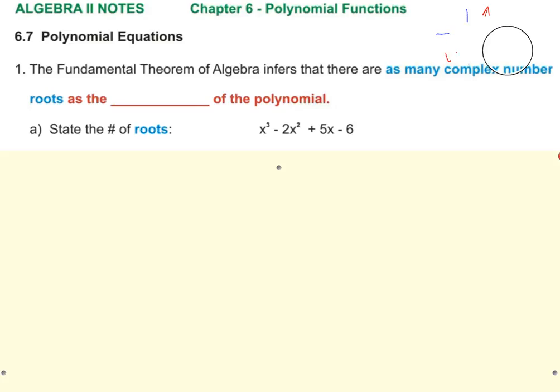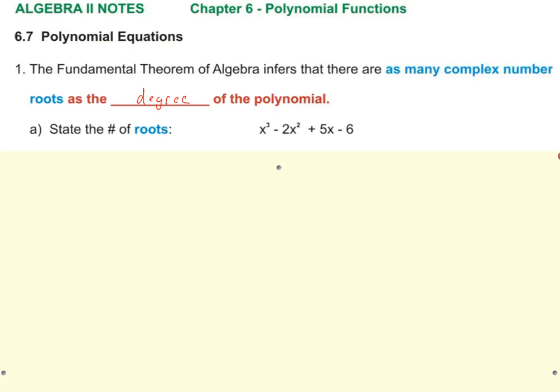And again, we'll get there here real soon. Tomorrow we'll start with polynomial functions, but we've got to deal with equations today. And so the start of it all is with the fundamental theorem of algebra. And it infers that there are as many complex number roots as the degree of the polynomial.